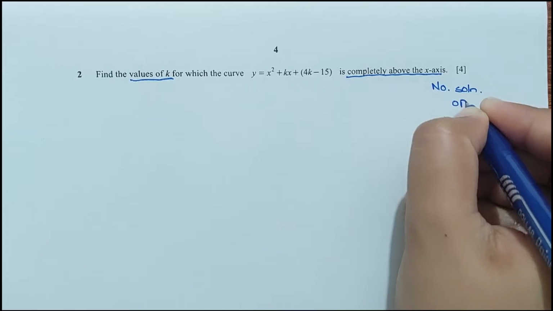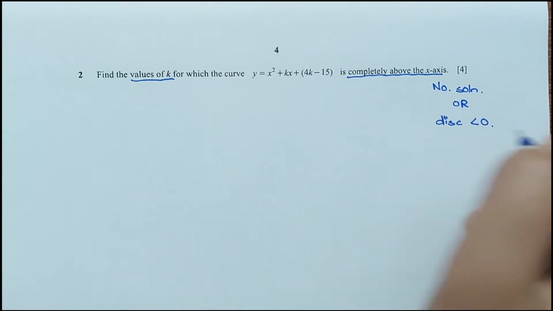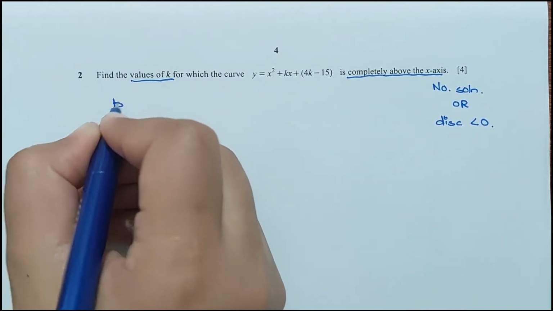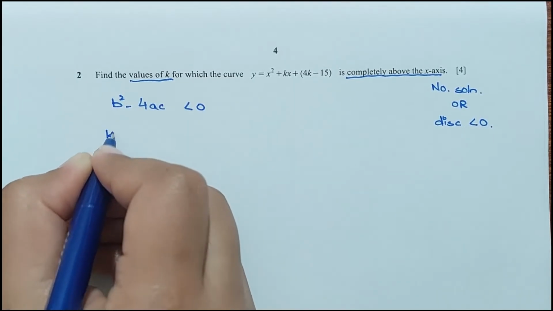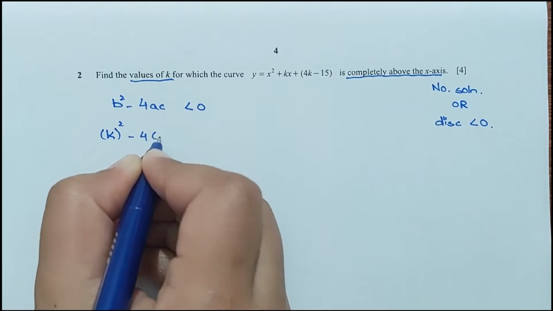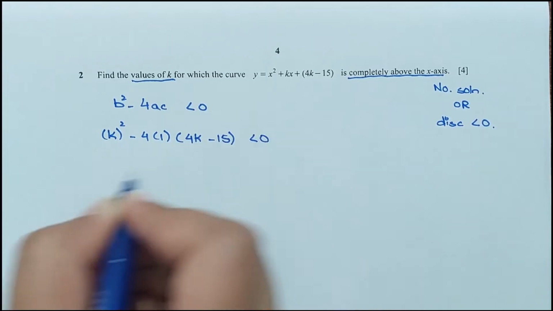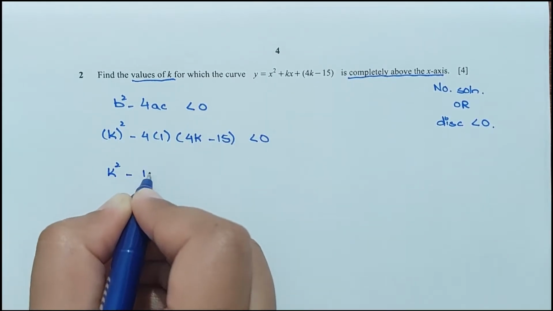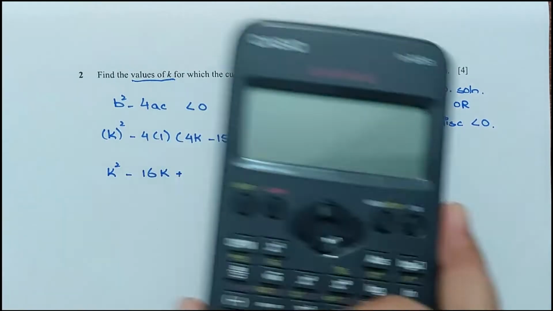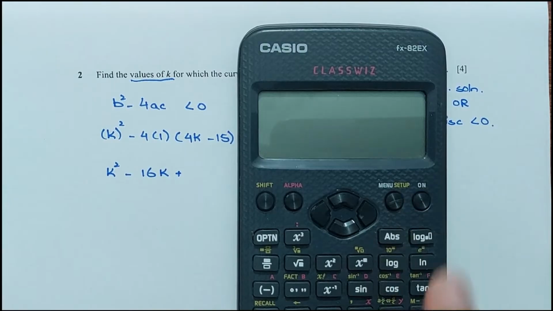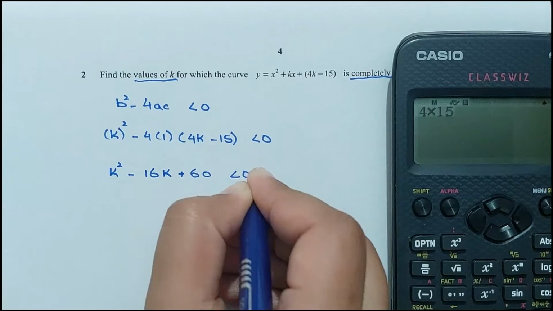Or we can say when the discriminant is less than 0. The discriminant is b square minus 4ac, and this should be less than 0. b is k, so k square minus 4 times a, and c is 4k minus 15. So this is less than 0. So k square minus 16k plus 4 times 15, and 4 times 15 is 60. This is less than 0.